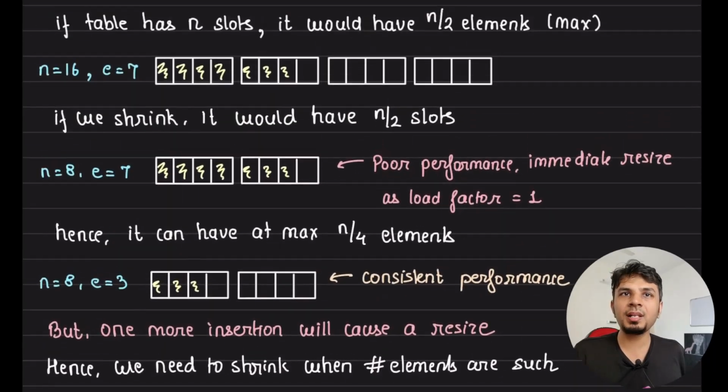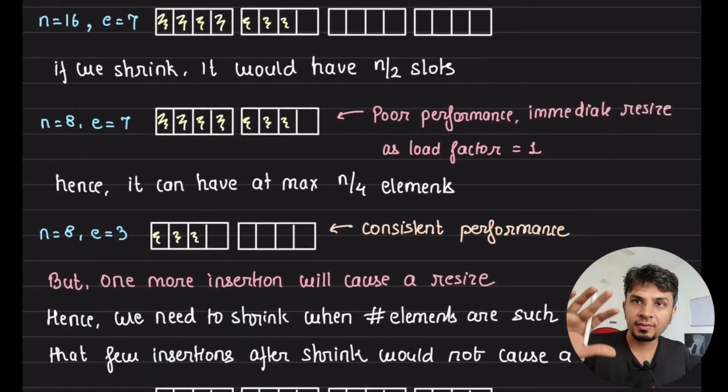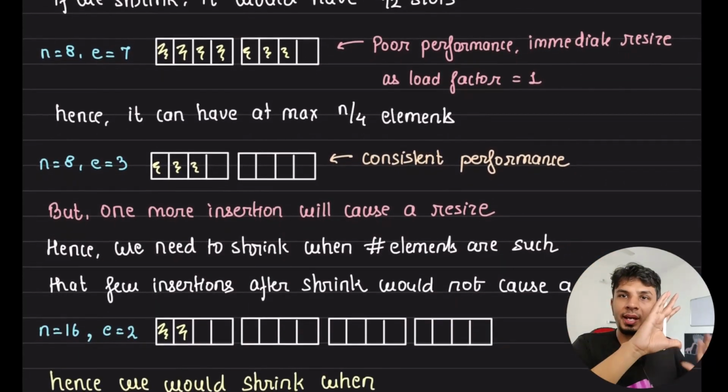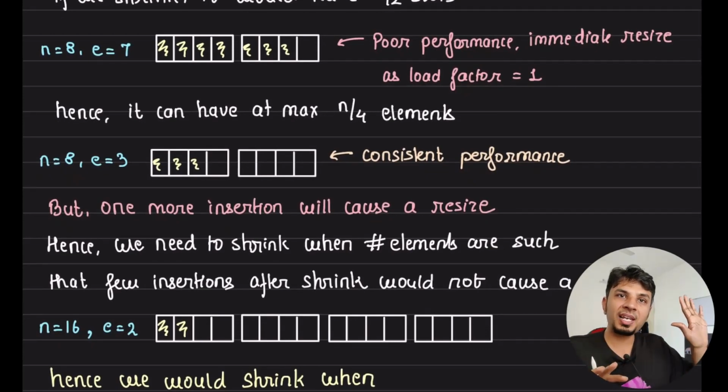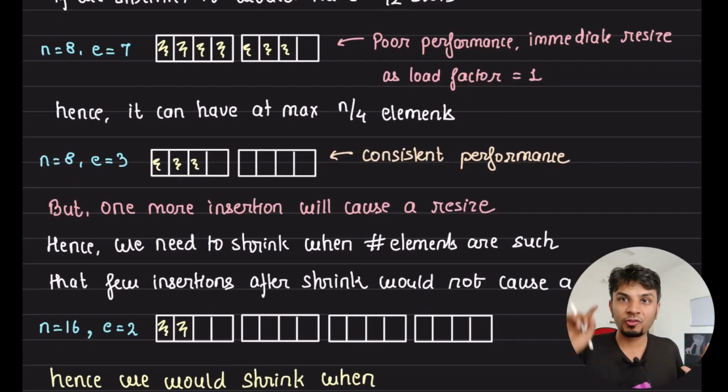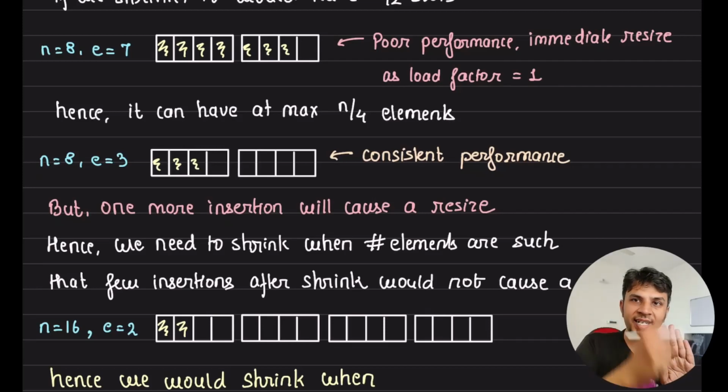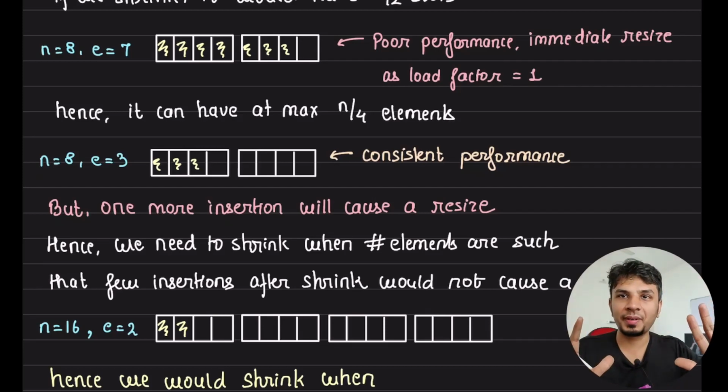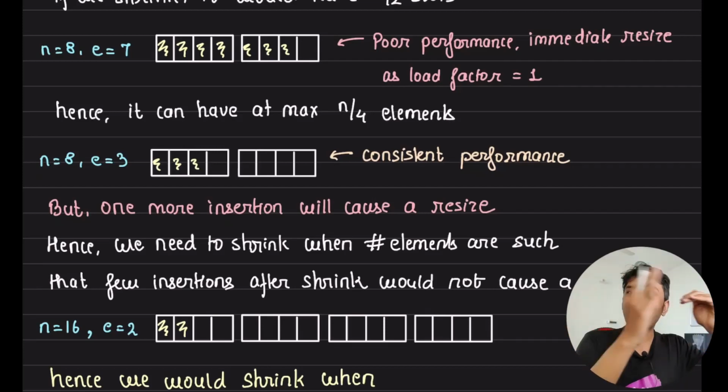So for example, if we are shrinking from 16 to 8, when my number of elements are 3, just one insert into it, what would happen? My 3 would become 4, load factor would become 0.5, and I would trigger a resize again. So that's a very poor way, right? So we go a step back again.